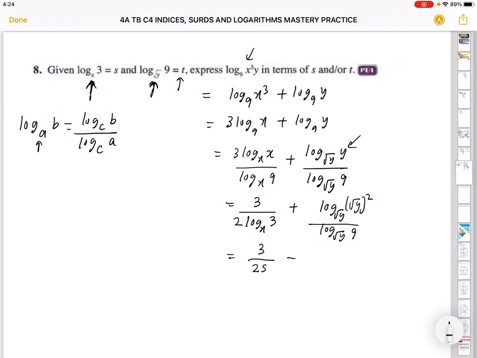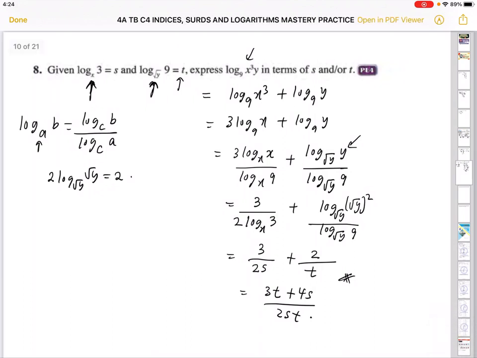Now when you take log root y squared, this is just 2, right? If you don't believe me, you can write one more step: 2 log root y, which is just 2. So this is 2, and the one below here is t, right? So you get 3 over 2s plus 2 over t. So the answer given is this. Now if you want to combine it and write 3t plus 4s over 2st, you can do that. It's the same thing, right?